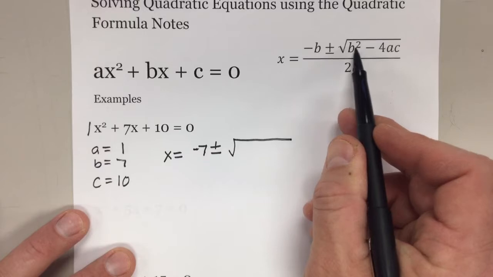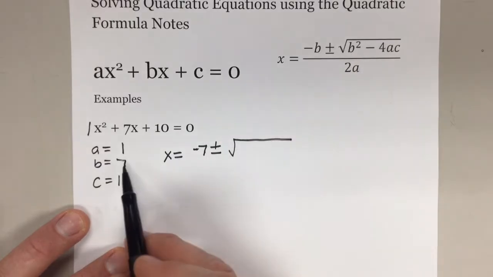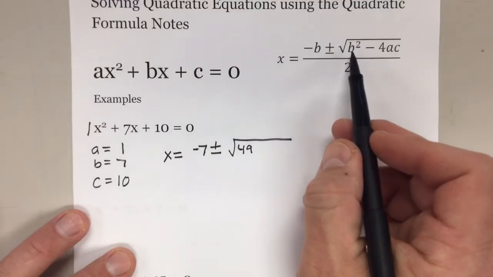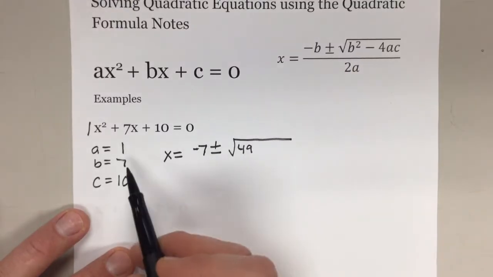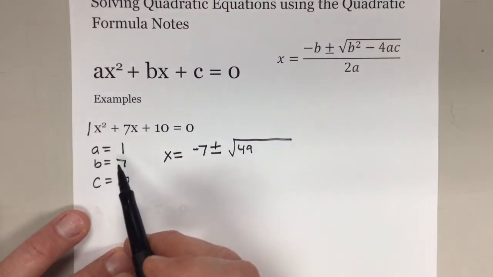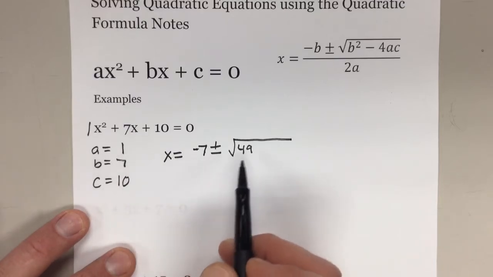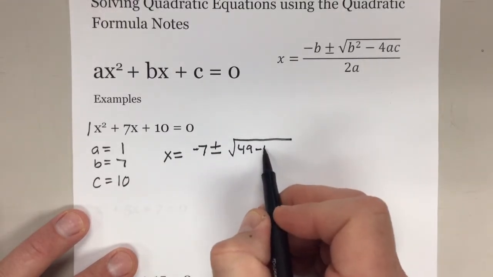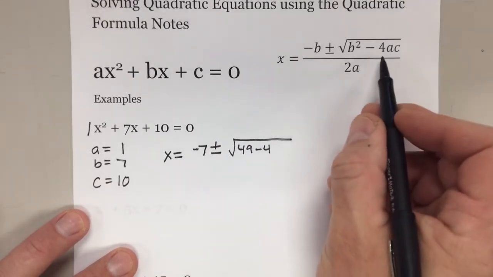And now for this term, I'm supposed to take b squared. So what I would do is take 7 and square it in your head. So 7 times 7 is 49. This b squared will always be positive, even if the b was negative. If it was negative 7 and I squared it, it would be negative 7 times negative 7, and it would still be positive 49. Then it's always minus 4. That's always part of the equation.